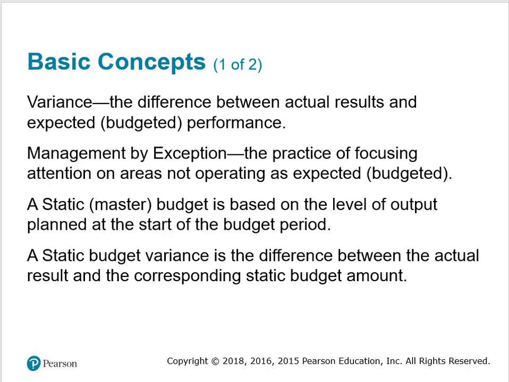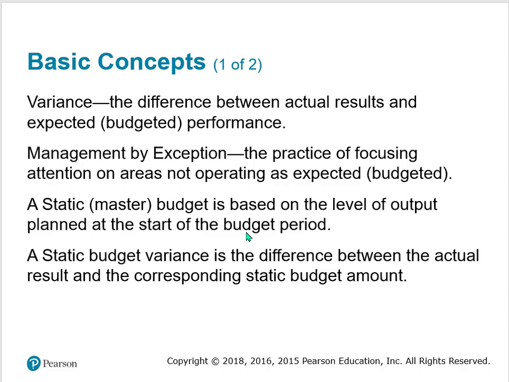So basic concepts here: a variance is the difference between actual results and expected or budgeted performance. The expected performance is also called budgeted performance. Management by exception is a practice by which managers focus more closely on areas that are not operating as expected and less closely on areas that are. That just makes sense. It's like having kids and you have to watch the one who's in trouble all the time.